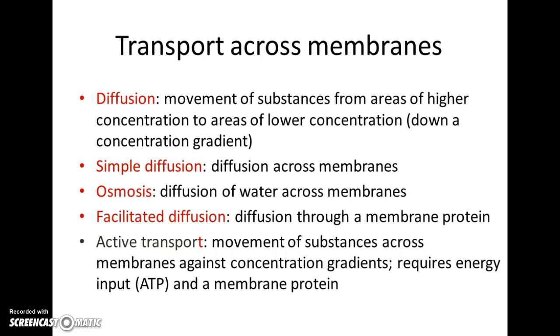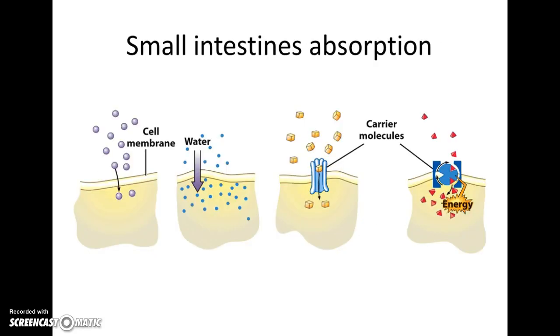So different molecules and atoms are going to move across the membranes in different ways, and each nutrient has its own individual pathway that it moves through. These are the different ways. So you can see simple diffusion is over here on the left. Osmosis is second from the left. You can see the facilitated diffusion has a carrier molecule, but you're still moving from that area of higher to lower concentration. And then you have the active transport that requires some energy to carry out the process.